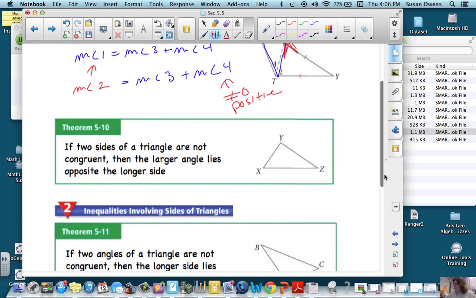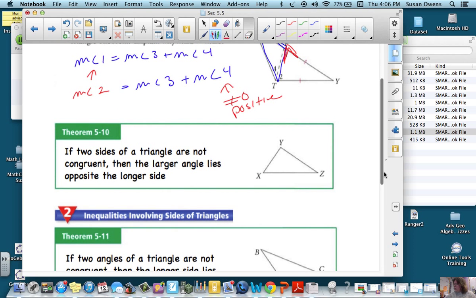The next theorem we have says if two sides of a triangle are not congruent, then the larger angle lies opposite the longer side. We can actually use this theorem to rank angles from shortest to longest. First let's give this a name. We can't call it the triangle inequality theorem because that's going to be later. So we'll call this the triangle angle inequality theorem.